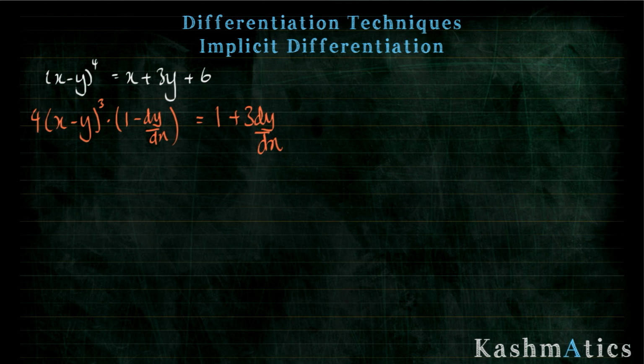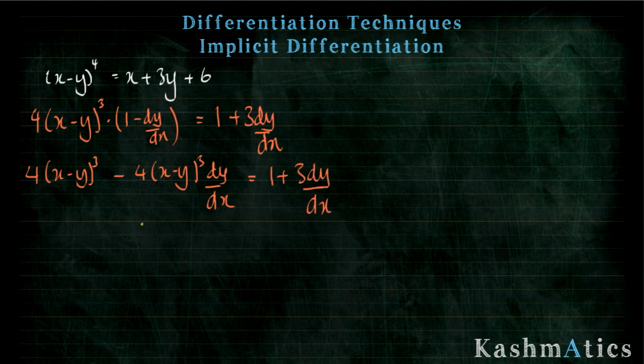And what we do next is just expand these brackets, but I've got to be careful. This is going to be 4 (x minus y) cubed. I'm not expanding these brackets, I'm expanding these ones. So all of this gets multiplied by 1, take away all of this being multiplied by dy by dx. So 4 (x minus y) cubed dy by dx equals, let's write this a bit neater, 1 plus 3 dy by dx. Now I've got terms of dy by dx on both sides, and this one's a negative term, so I'm going to move it to the right-hand side and move this 1 over to the left.